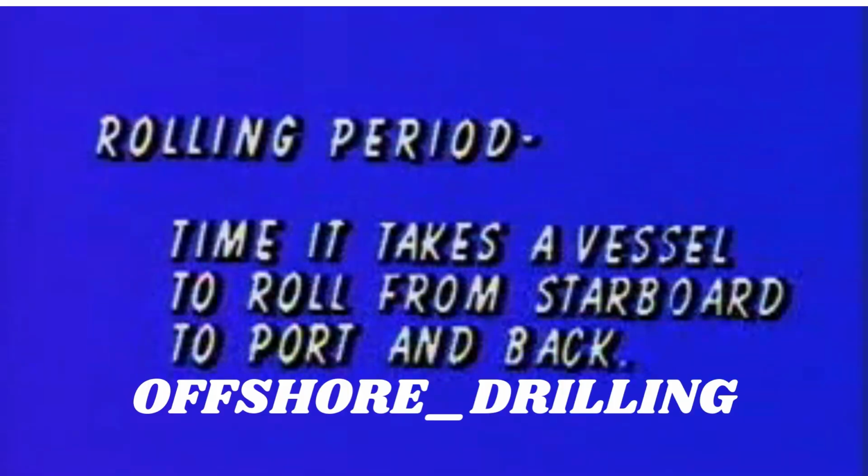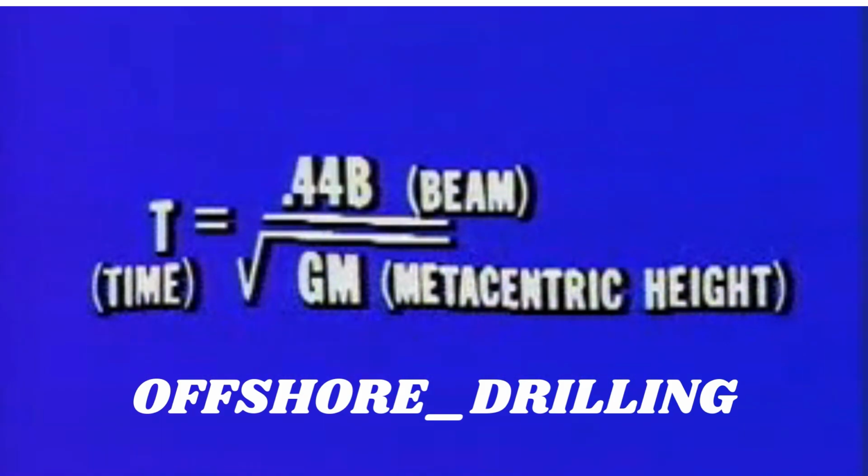Rolling period is the number of seconds it takes a vessel to make a complete roll. That is, from starboard to port and back to starboard again. Remember how to solve for the rolling period of a vessel that has a ship-shape hull. Rolling period in seconds equals 0.44 times the beam divided by the square root of the metacentric height.